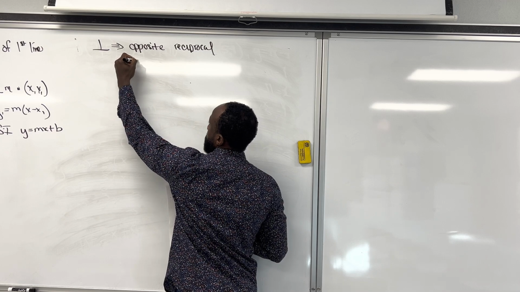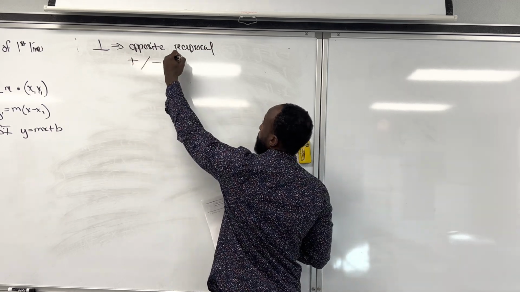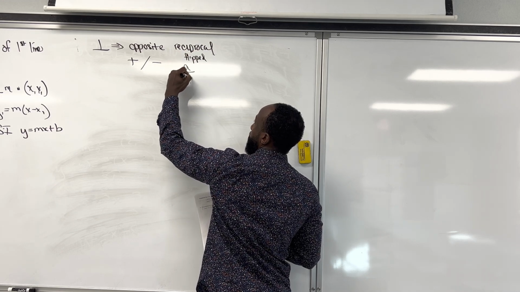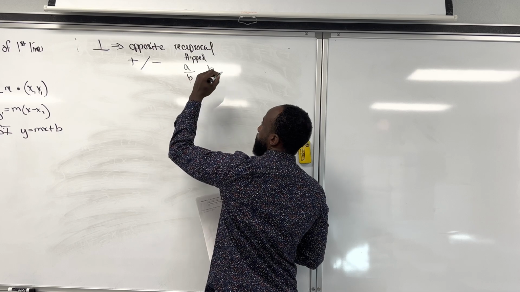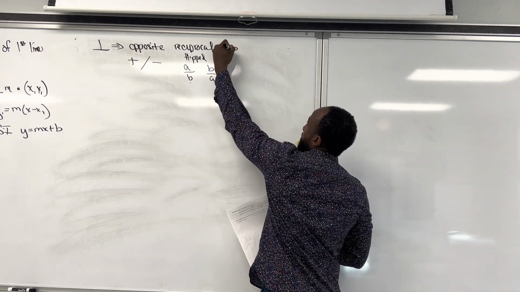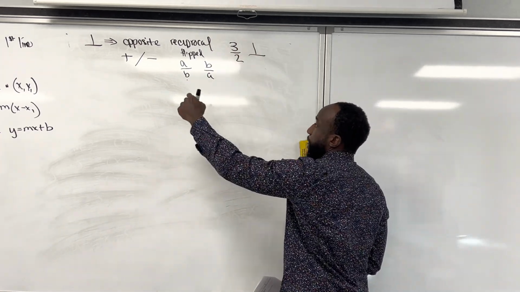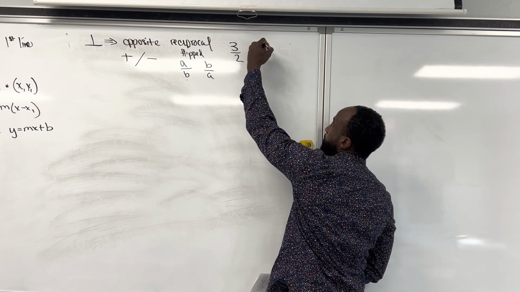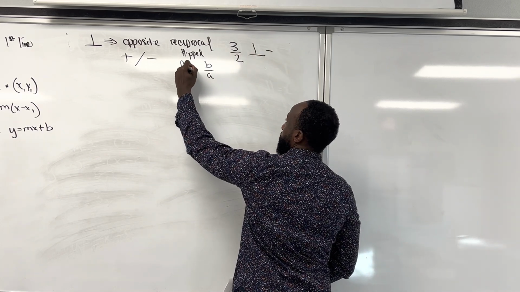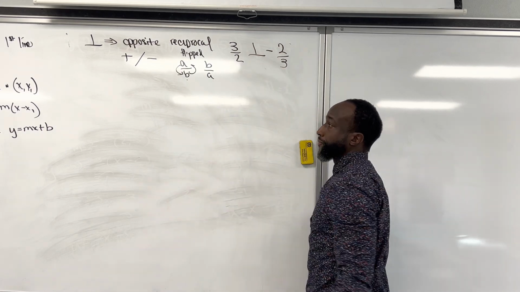Opposite. So if it was positive, it becomes negative, right? Reciprocal means it flipped, right? So if it was A over B, it would be B over A. Therefore, for instance, if I had the slope being 3 over 2, the perpendicular slope would be opposite. This is positive, so it'll be negative. Reciprocal means it flips, so it'll be 2 over 3.